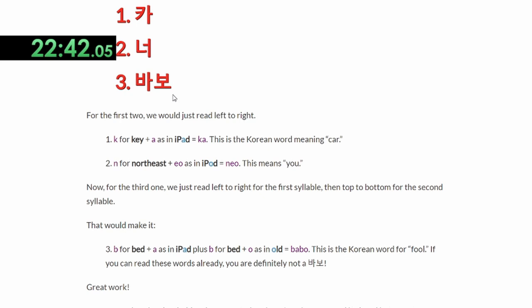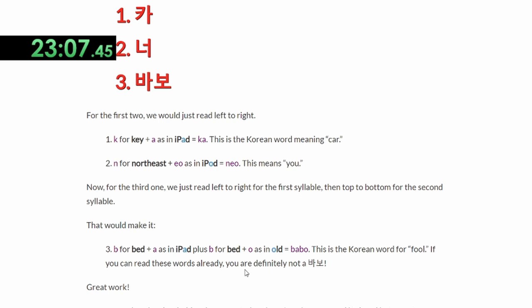I thought that this was its own symbol, but I know that this is B, and then if I went around doing my hand motion thing, I would have gotten that that's the O. So, yeah, this is babo. This is a Korean word for fool. If you can read these words already, you are definitely not a babo.